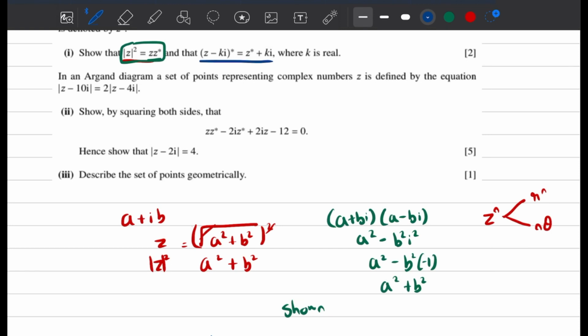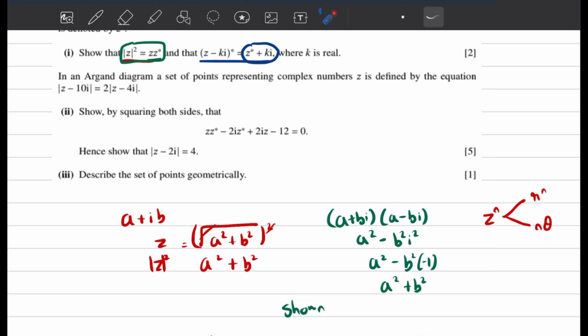A minus IB plus KI. In the conjugate, the sign of the imaginary part changes. Got this? Now let's solve this part. Z conjugate. What is Z conjugate? A minus B iota plus K iota. Are they both the same? Yes.